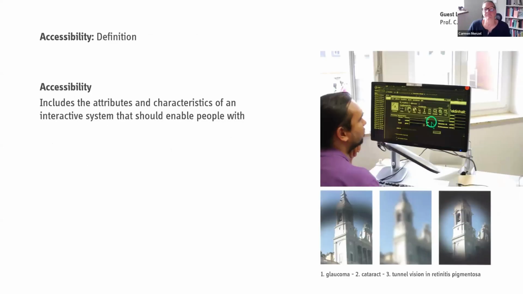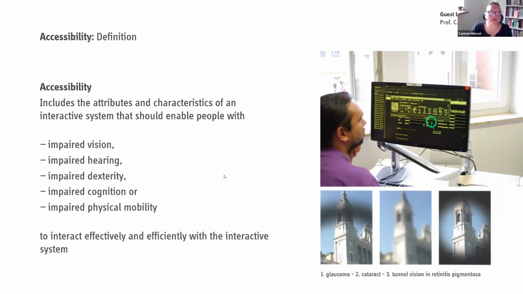You mentioned, Ashila, already some aspects of visual impairment. Accessibility tries to address and include attributes and characteristics in an interactive system that should enable people with impaired vision, hearing, dexterity or mobility, cognition, to interact also effectively and efficiently with an interactive system. On the right, you can see an example of a guy who has changed the system settings of his computer.